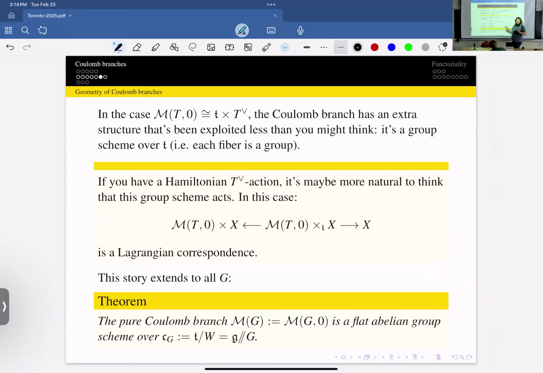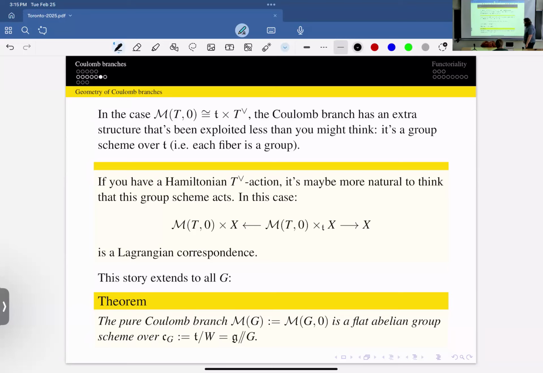When I say group scheme, that means every fiber is a group, in a consistent algebraic way. So, for example, if you want to think about a Hamiltonian action of this dual torus, it's maybe more natural to think about this whole group scheme acting. You have the moment map, which goes to T, because I'm looking at the Langlands dual torus. So if I have a Hamiltonian action on something, I can think of that as a T scheme and think of this T group scheme that's acting.